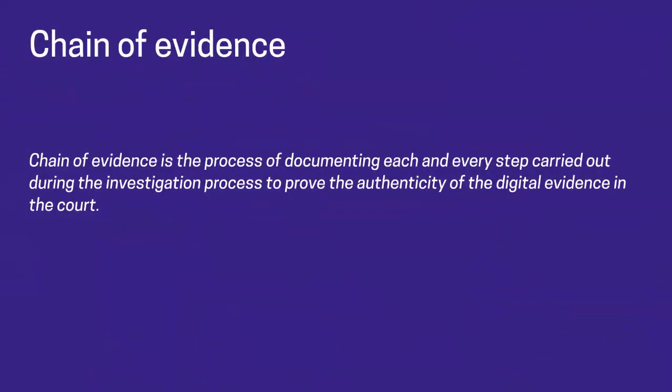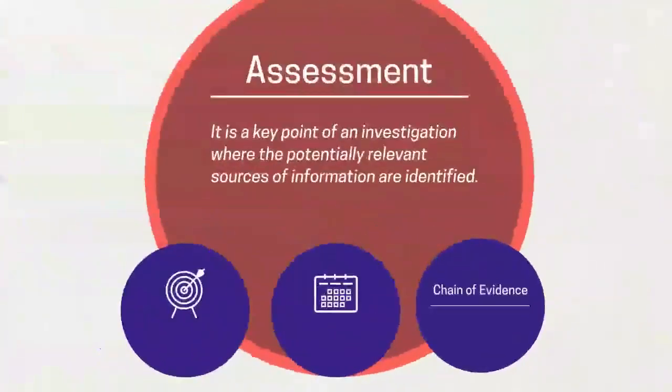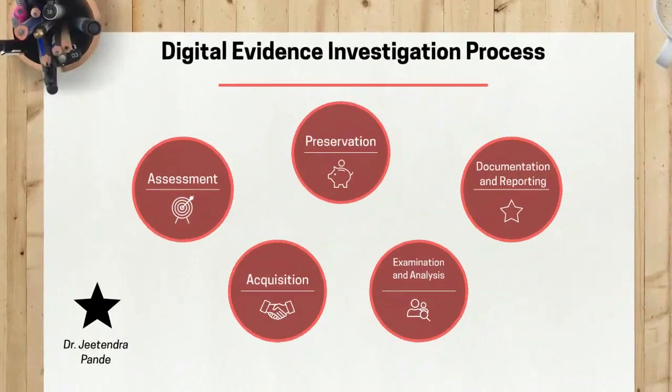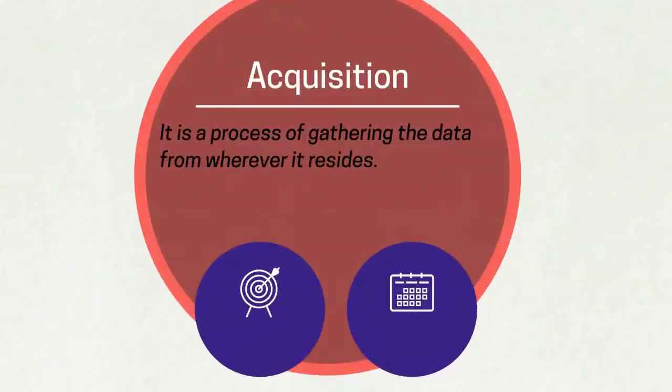Chain of evidence is the process of documenting each and every step carried out during the investigation process to prove the authenticity of the digital evidence in the court. The next phase is acquisition. It is the process of gathering the data from wherever it resides.